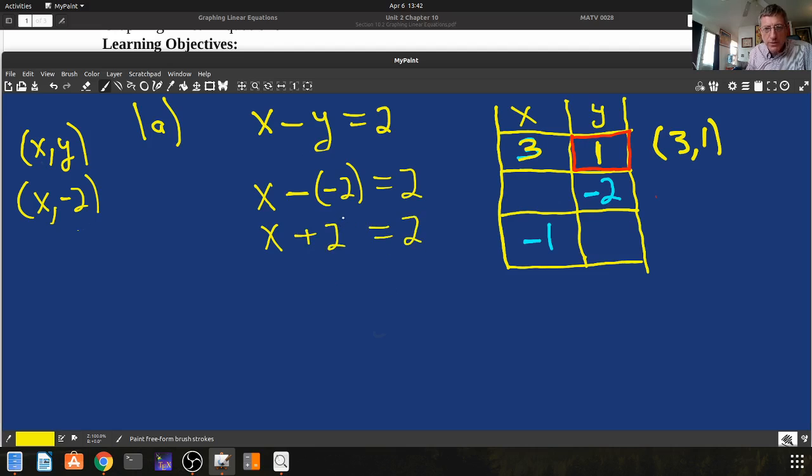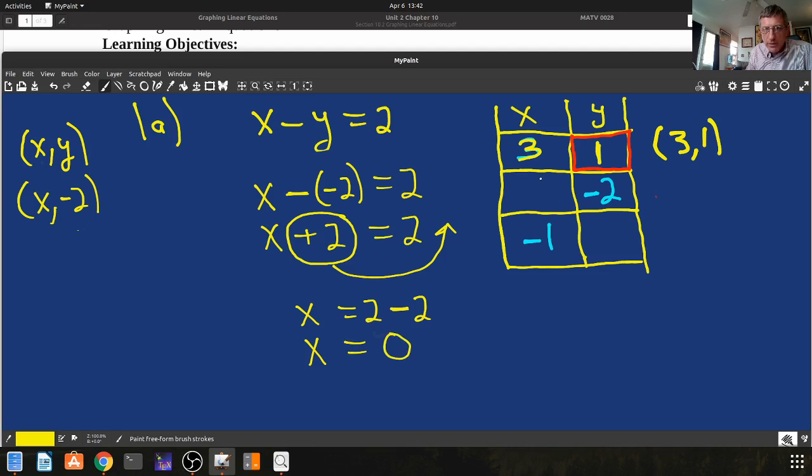So I'm almost ready to solve for x. I'm going to take this value, plus 2, and move it to the other side. I always grab its sign. So x becomes 2, and when it gets to the other side, it becomes minus 2. So that gives me x is equal to 0. So this value is 0, and I found the corresponding value of x is equal to 0. So again, I found another ordered pair, 0 and minus 2.